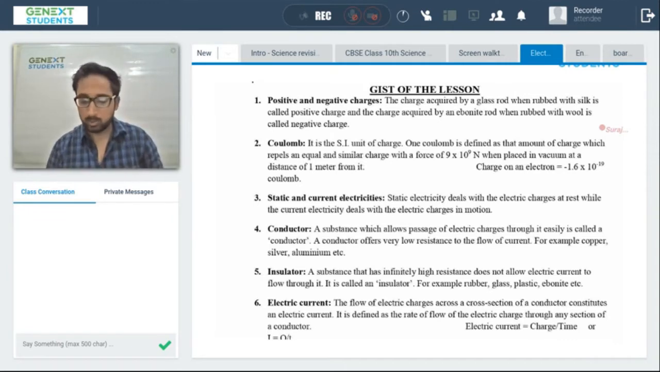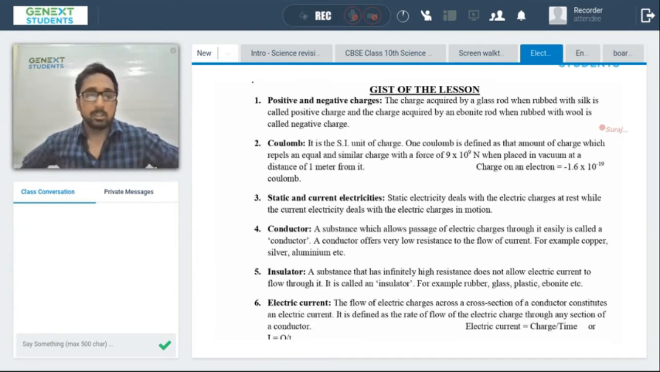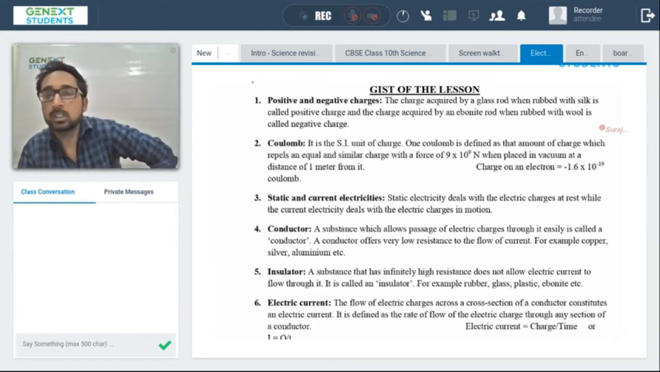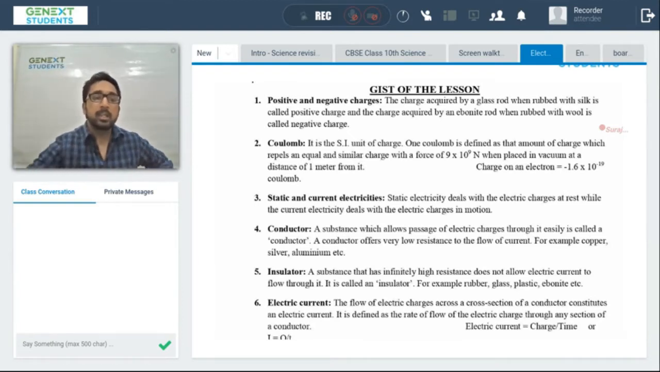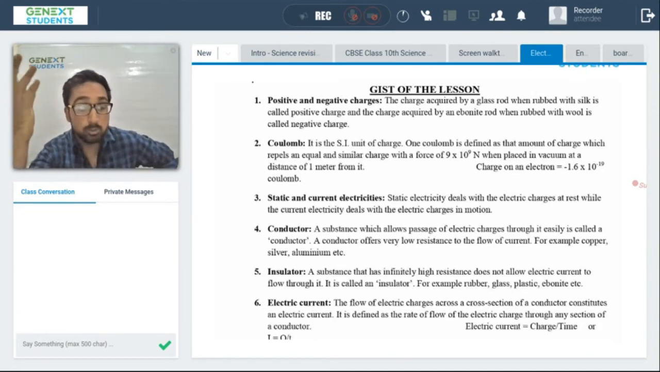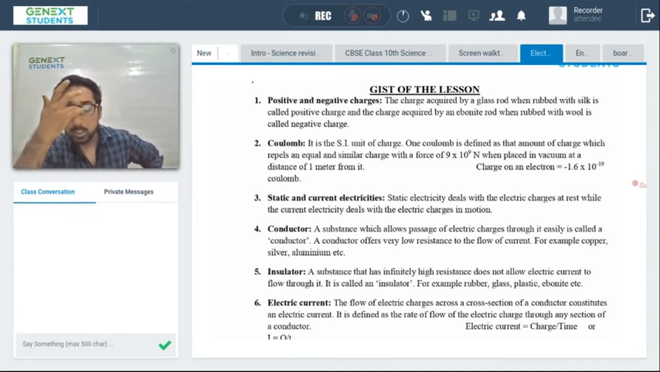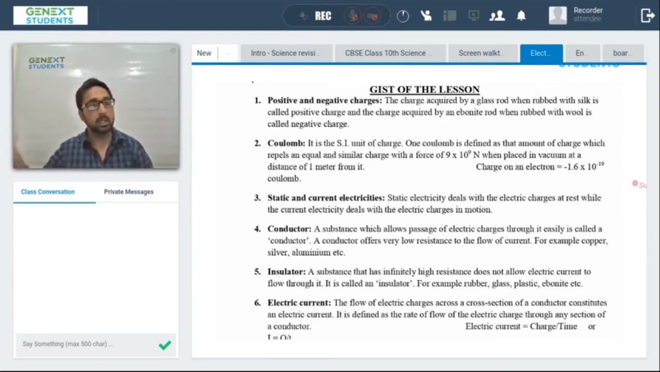What is current? If you go into the basics, what is current? Basically, current is anything which flows. For example, you might have gone to waterfalls. That is also current. That is a current of water. As simple as that, right? So anything which flows is a current, right?